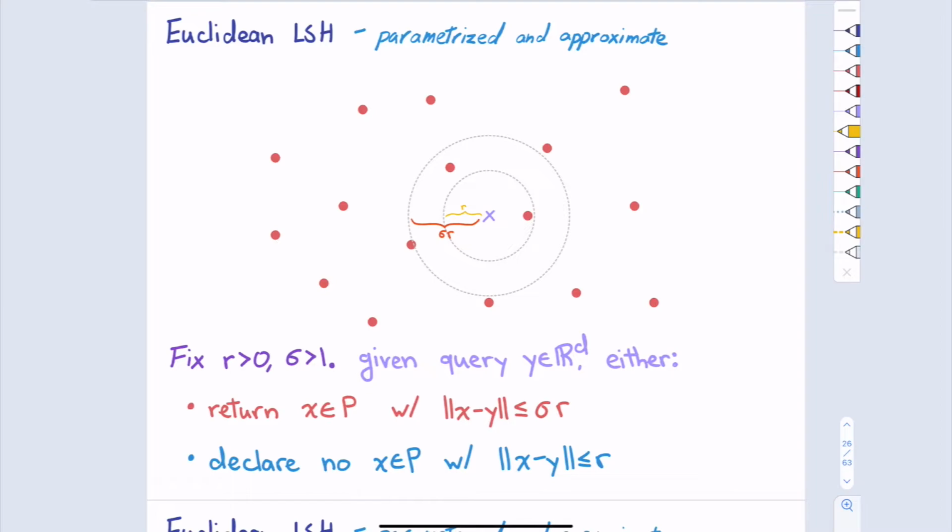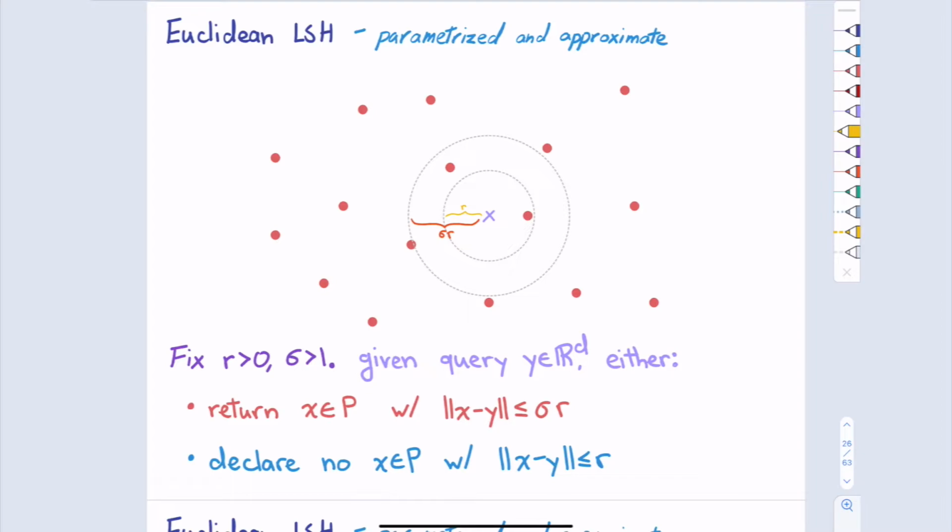And I'll allow some slack sigma. Given some query point, I have two options. I can either return a point x that's within distance sigma times r. So maybe sigma is 2, so 2 times the desired radius. Or I can say there are no points within the desired radius. So again, I have some room for error.